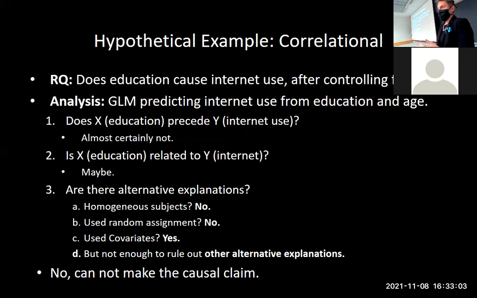Are the two things related? They might be. Are there alternative explanations? And remember, the three alternative explanations to look for are, do we have homogeneous subjects? No, we don't. We have a very wide range of subjects. Did we use random assignment? No, we did not. Did we use covariates? We used age as a covariate. But was that enough to rule out alternative explanations? Probably not. There could be many other alternative explanations for why these two things are related besides just education. So we can't make that causal claim.